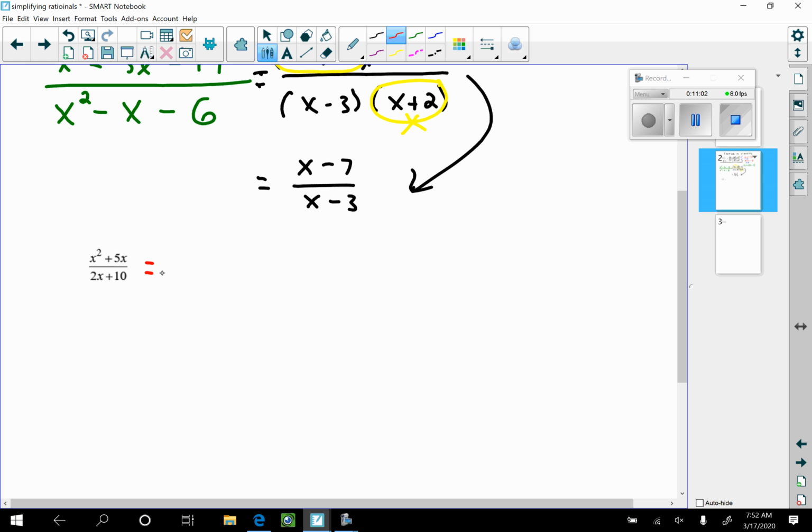The top one is easy. We're going to factor an x out of that. There's only one thing to factor. What times x is x squared? X. What times x is 5x? 5.